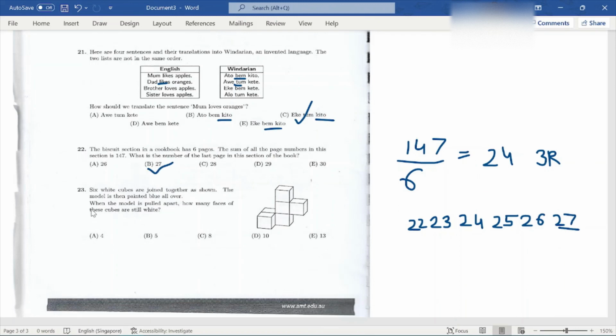Next question we have is 23. 6 white cubes are joined together as shown. The model is then painted blue all over. When the model is pulled apart, how many faces of these cubes are still white? So we need to look at the number of joints basically to get those numbers, and when the cubes are pulled apart, those joints would still be there intact, right?